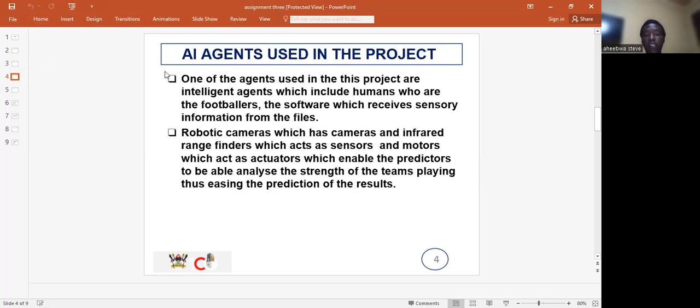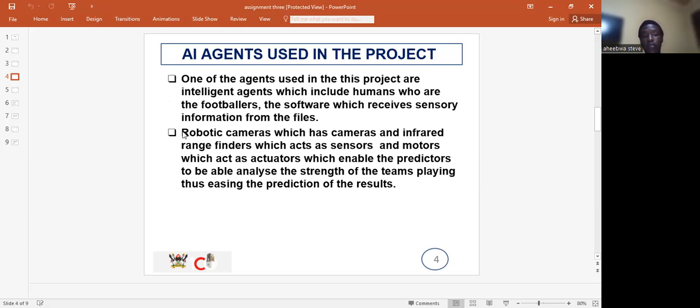The AI agents used in the project: one of the agents used in this project are intelligent agents, which include humans. In this case, the humans are the footballers who play the football, so they'll also be studied. Then there is also software which receives the sensory information from the field and studies the environment. This software can be installed around the playgrounds to be able to study and evaluate the plays and understand.